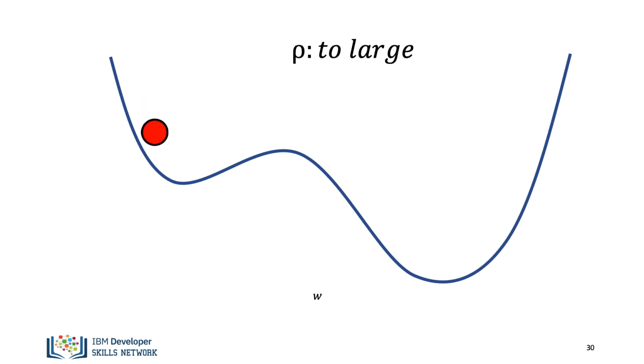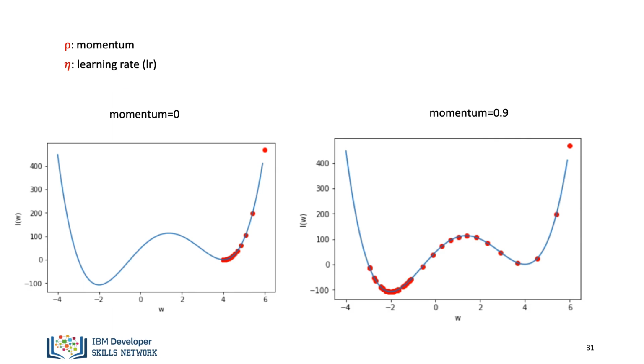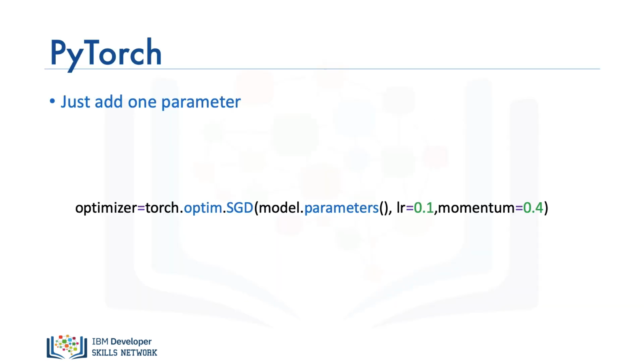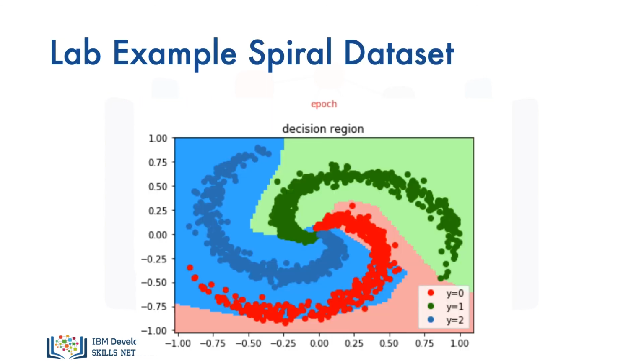If we select a momentum term that is large, we may overshoot the global minimum. In the lab, you can experiment with different momentum terms and see how you get caught in a local minima versus global minimum. There are other problems the momentum will help you solve. Check out the labs. In PyTorch, we just add the momentum value in the parameter of the constructor for the optimizer object. In the lab, we will use the spiral dataset.